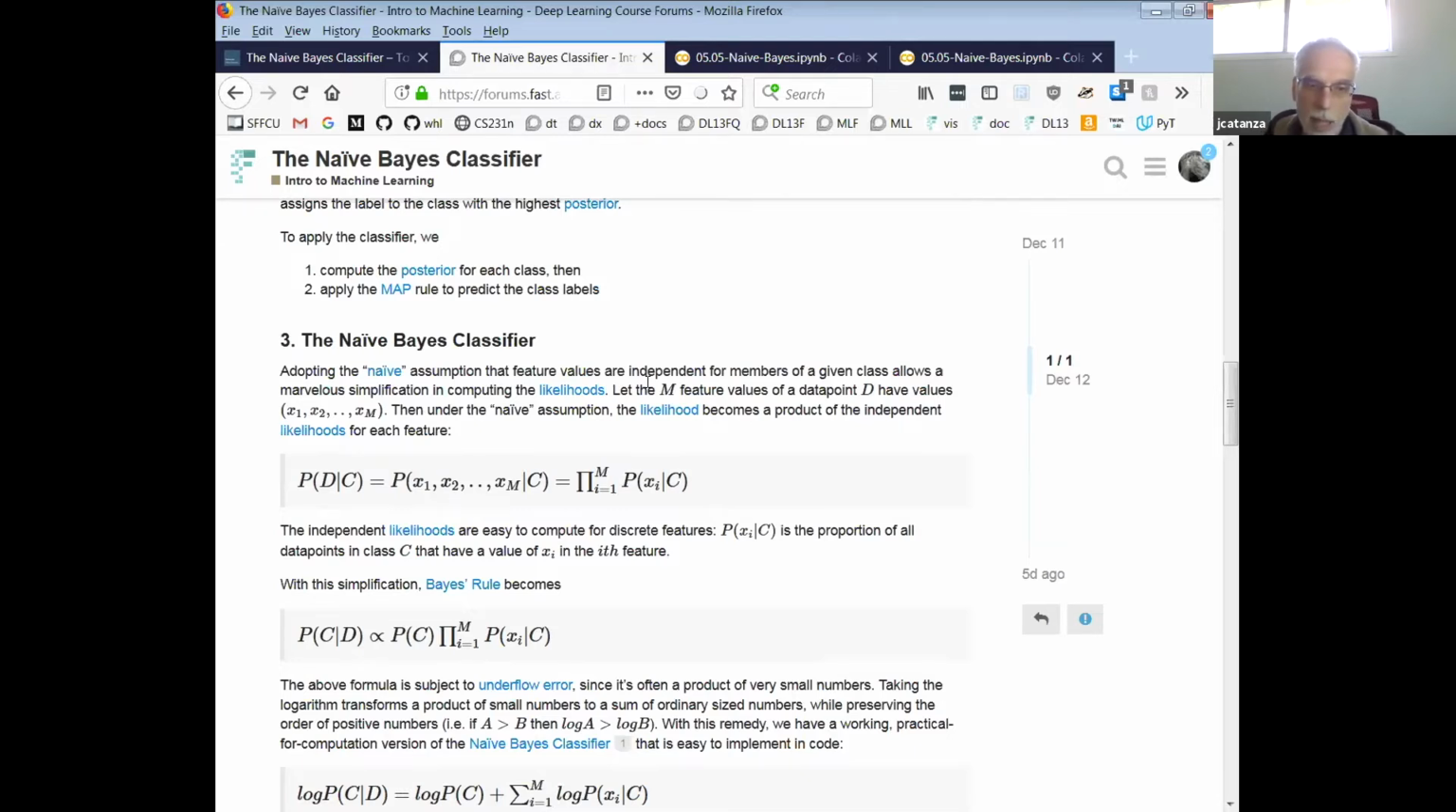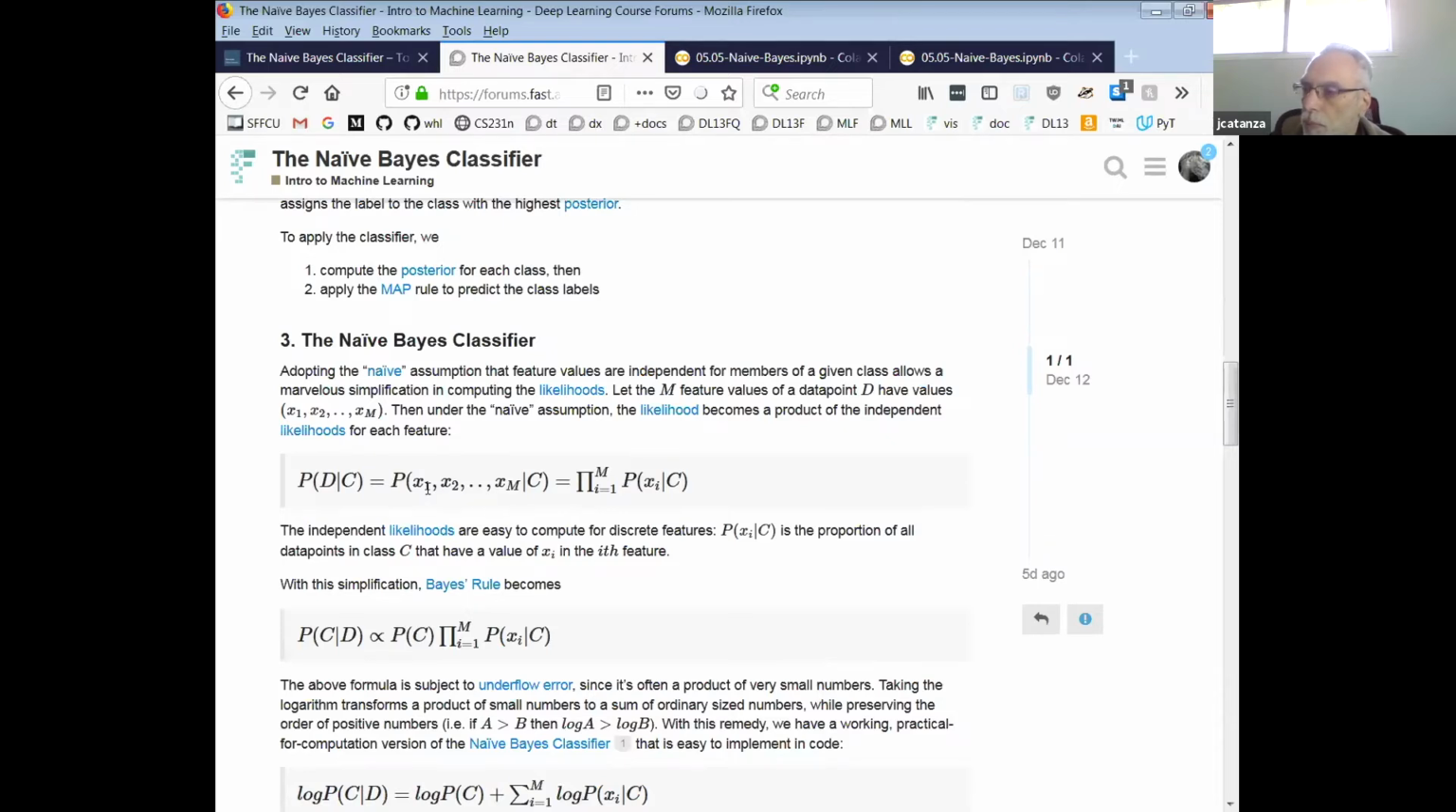And obviously that's not true for humans, but it turns out that you can sometimes make this assumption, even if it's not true, and still get away with it and get a good classifier. So things simplify when you make that assumption. The likelihood becomes a product of independent likelihoods.